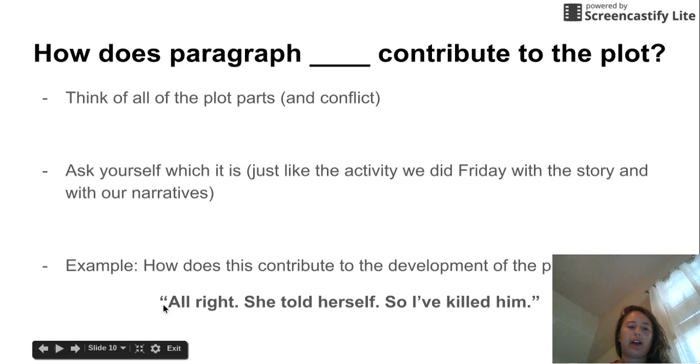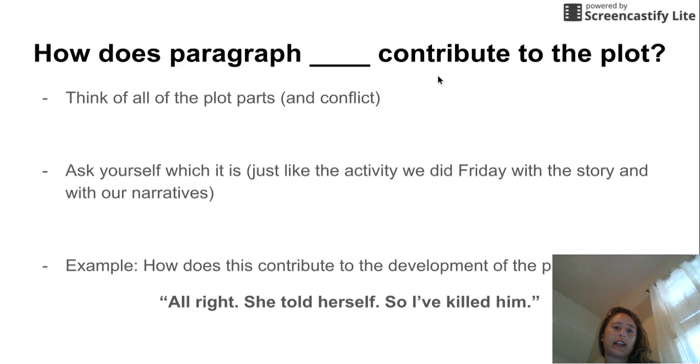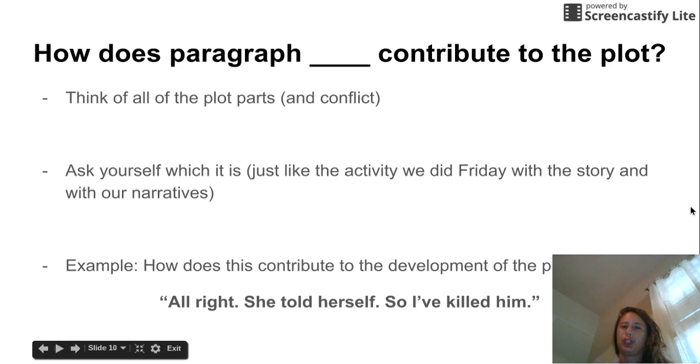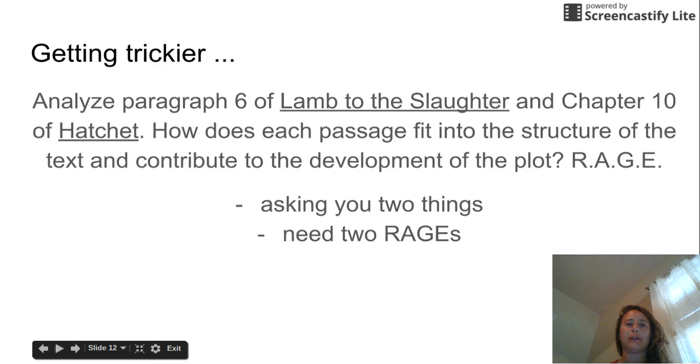So now that we know that, what would this one have said? "All right," she told herself, "so I've killed him." Great. So try and be as specific as possible if you're writing about where in the plot it is. Is it the beginning of the conflict? Does it mark the very beginning of the exposition? Does it show where the rising action is just ending and turning into the climax? Be specific about what that part or paragraph does for the plot.